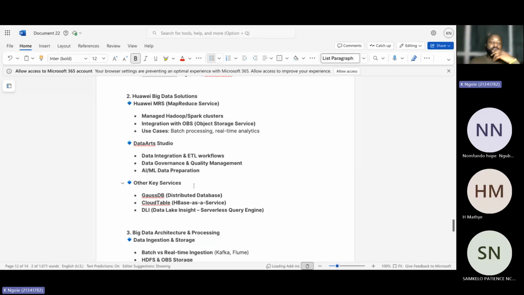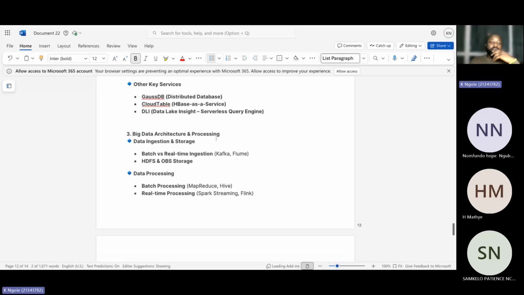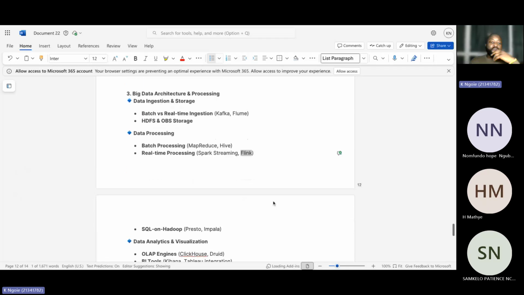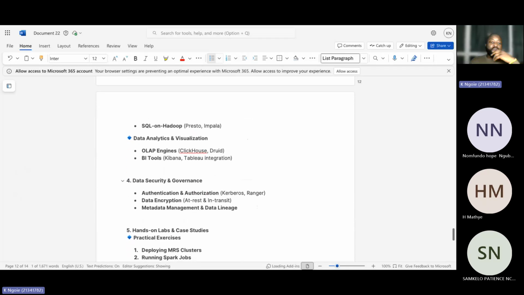Okay, so in terms of the big data architecture and processing, we spoke about batch and real-time ingestion. Remember when we spoke about batch streaming, one of the platforms that we spoke about was Flume. Flume has to do with just collecting all the logs of everything. But when we're talking about real-time processing, we spoke about Flink. So information is being processed as we're receiving it. Okay. What else can we mention here?